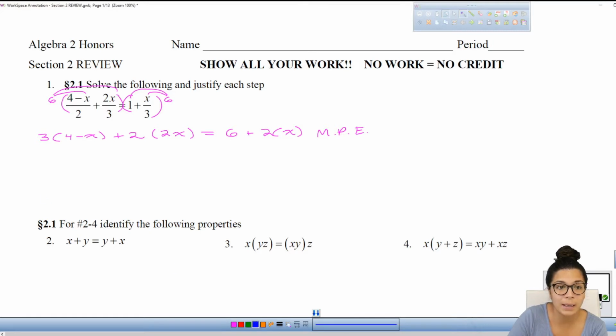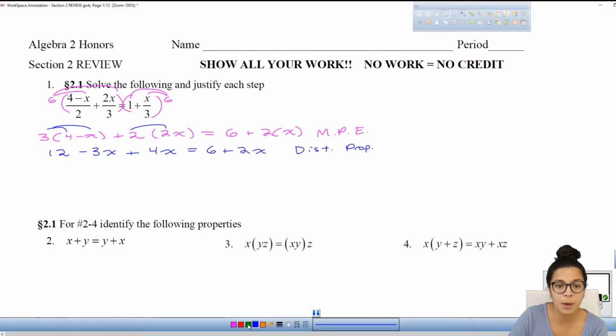Next, let's go ahead and distribute. So we're going to distribute 3. 3 times 4 is 12. 3 times negative x is negative 3x. 2 times 2x is 4x. On the right-hand side, 6, of course, is just 6. And 2 times x is 2x. I use the distributive property there to simplify.